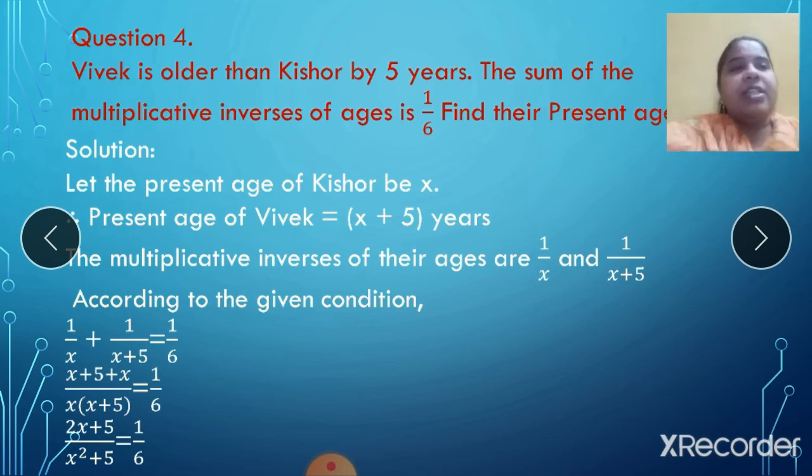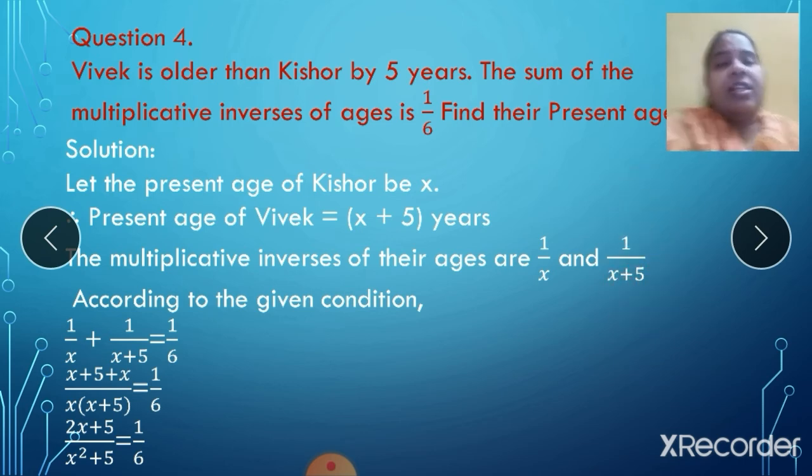Then the next thing is multiplicative inverse, which you have already learned in 7th and 8th standard, I think. Multiplicative inverse is nothing but reciprocal. The sum of multiplicative inverse of their ages. Sum means plus. First we will write the multiplicative inverse of this. X, what will be the multiplicative inverse? 1 upon x. Correct? X plus 5, what will be the multiplicative inverse? 1 upon x plus 5.